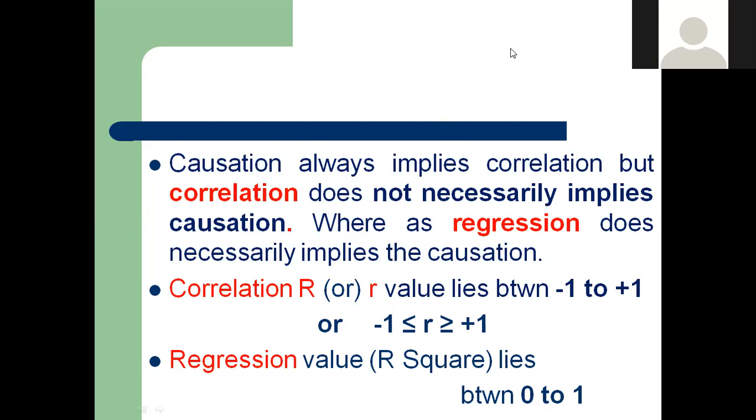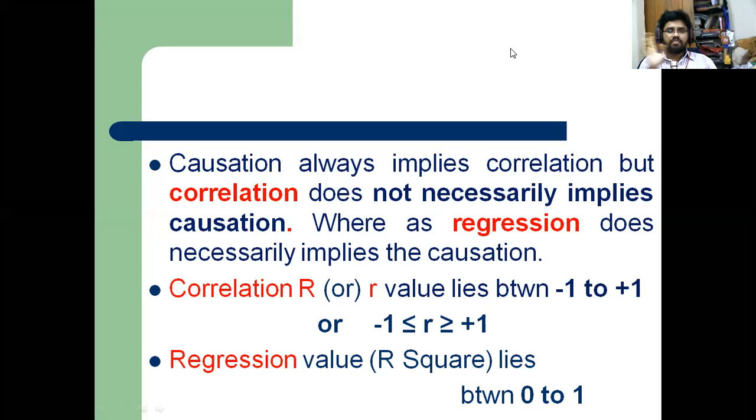Have you got the point? Okay. This is the main thing you can remember, because this type of question will be asked in PG entrance, MPhil, PhD, UGC NET, and other SET exams, and also in competitive exams. So generally correlation does not necessarily imply causation, whereas regression does imply causation. Simple, you can remember: in correlation there is no causation, but in regression there is a causation and there is a relation.